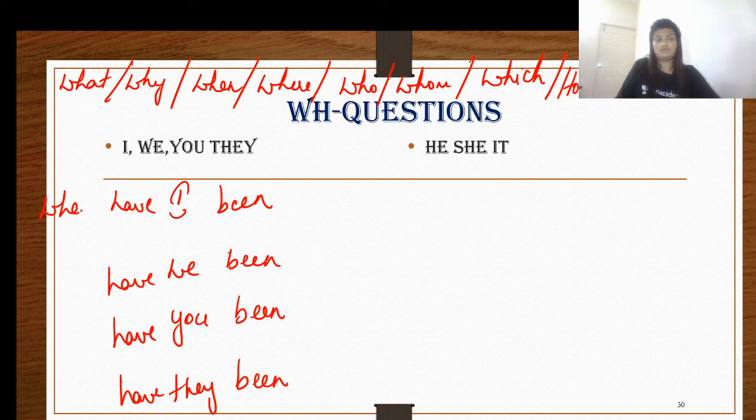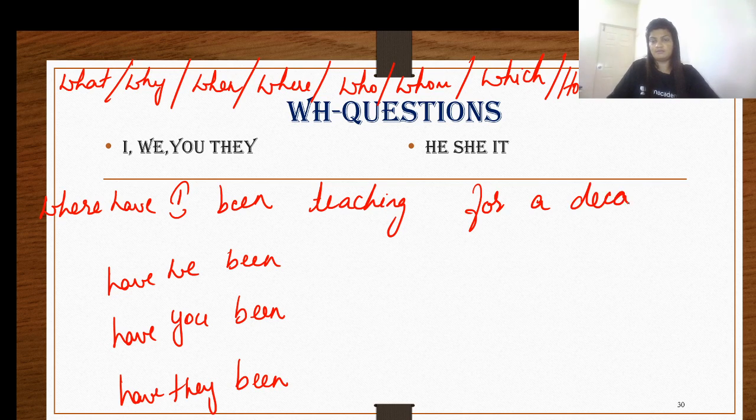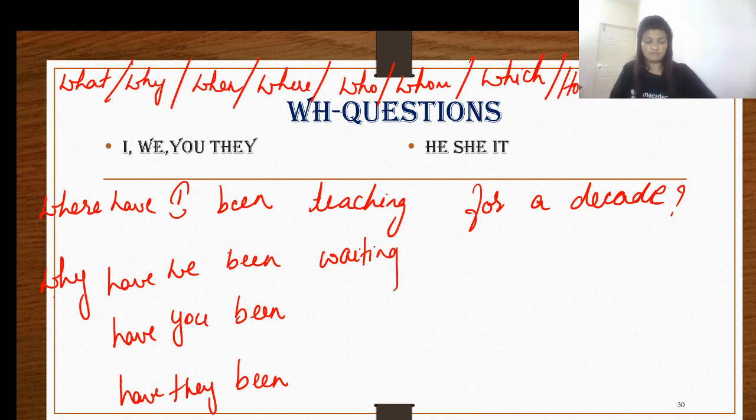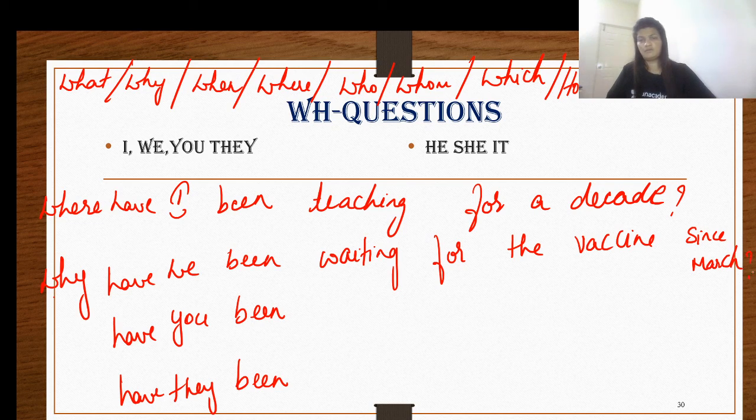Let us say I use where: where have I been teaching for a decade? Or let us take why. Why have we been waiting for the vaccine since March or lockdown? Question mark.